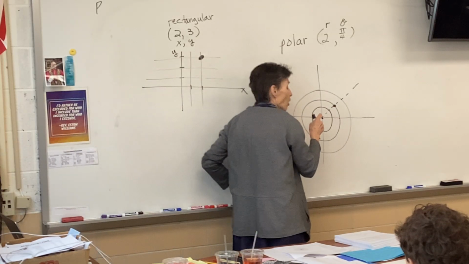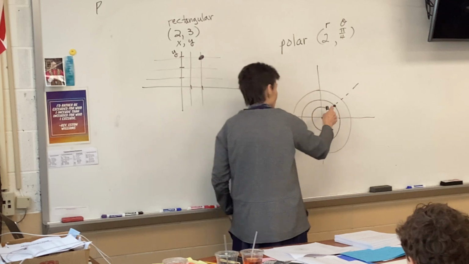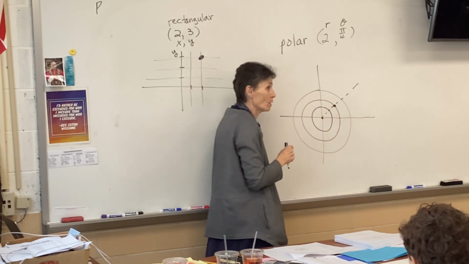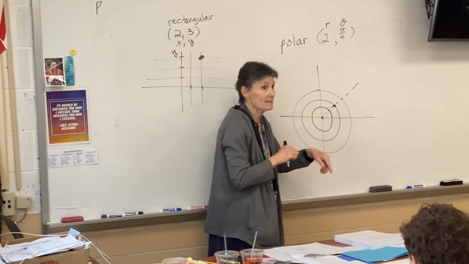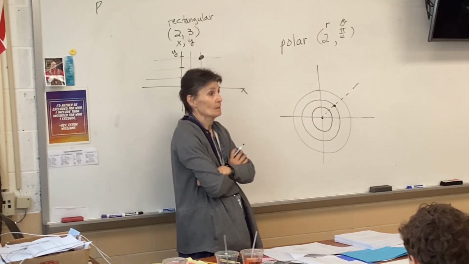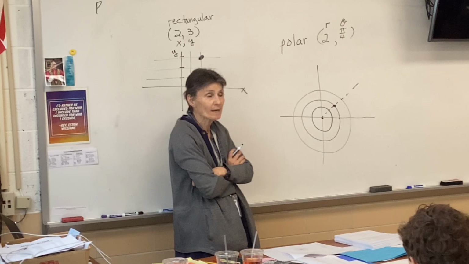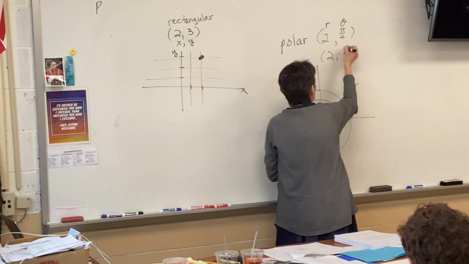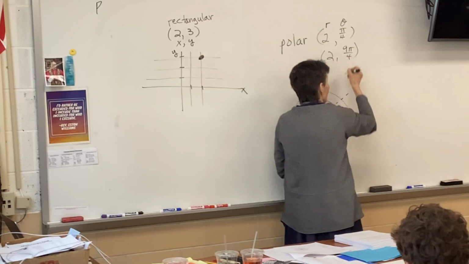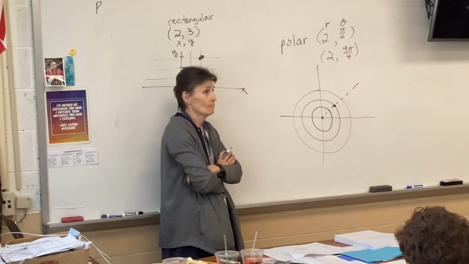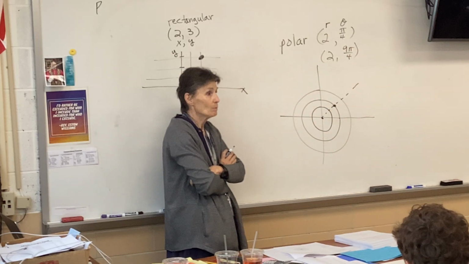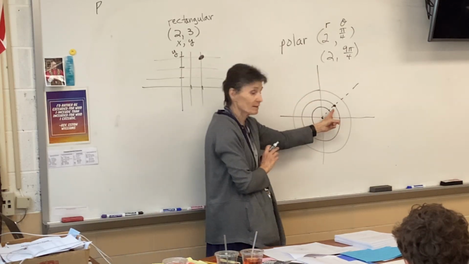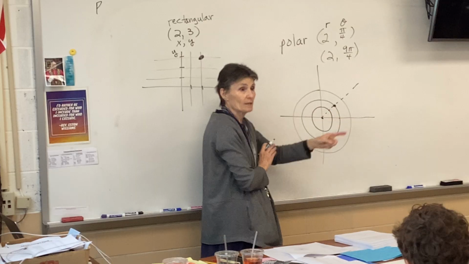Polar coordinates aren't that way. Certainly, one way to name that point is 2 comma pi over 4, but that point can be named in other ways. Can anybody think of another way of naming that same point? 2 comma 9 pi over 4. Wait a minute, what did Leo do? He went all the way around and came back to the same point? Wouldn't that be plotted in that same place? Can you think of another one?